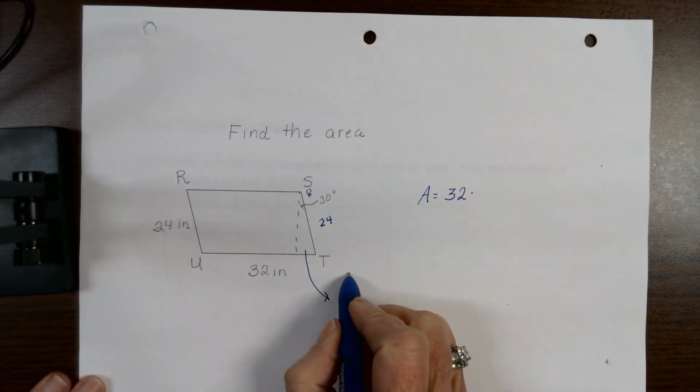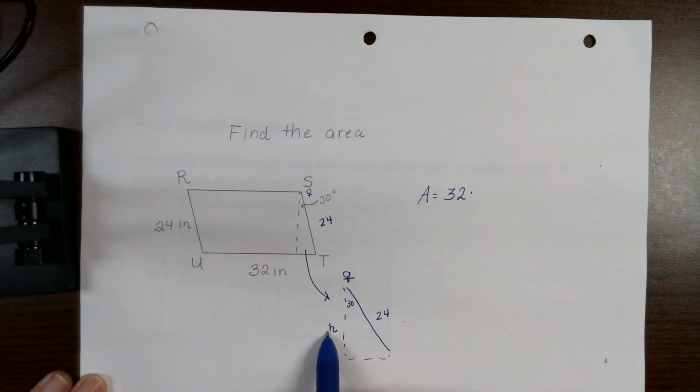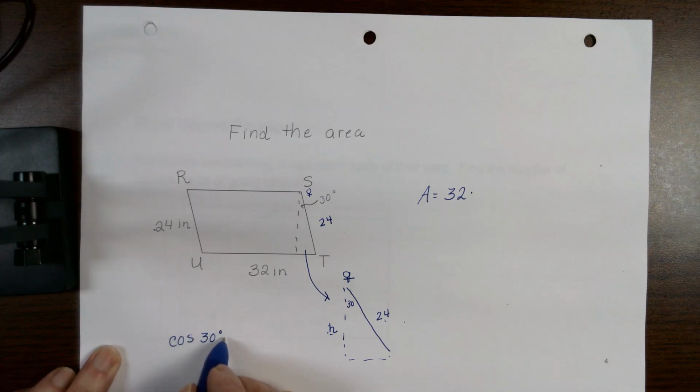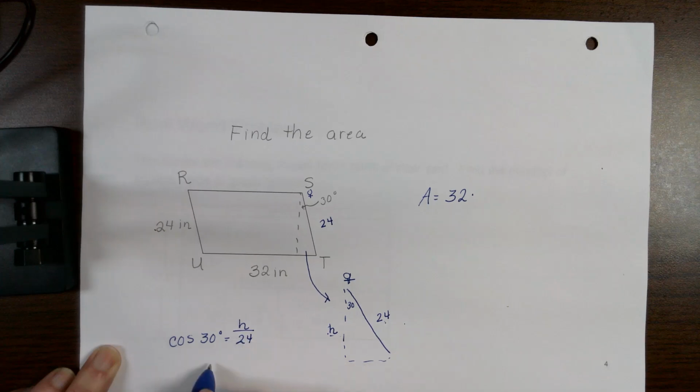So if I'm standing here, I know hypotenuse, and I want to know adjacent. So that's the cosine. So the cosine of 30 degrees is equal to the adjacent, which is the height, over the hypotenuse, which is the 24. So the height is going to equal 24 times the cosine of 30.